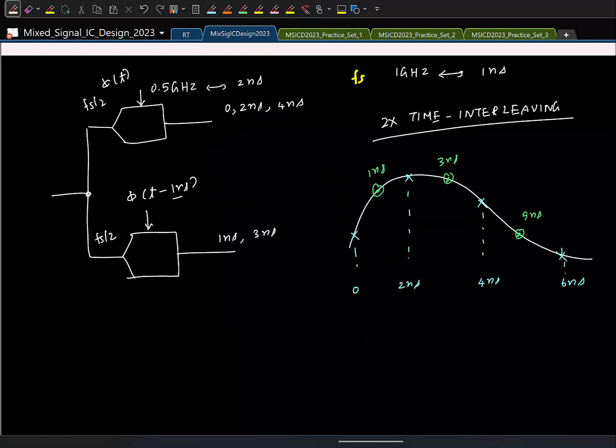In which application do you think we need ADCs with the maximum speed? Sensors? Sensors are really slow, right? Sensors mean it is sensing some physical quantity, and all physical quantities change very slowly. Temperature, pressure don't change so fast.